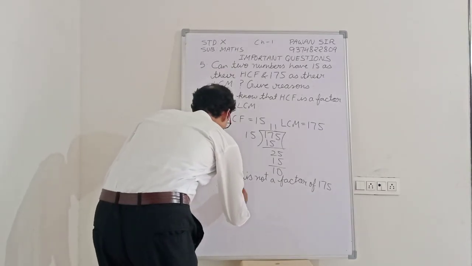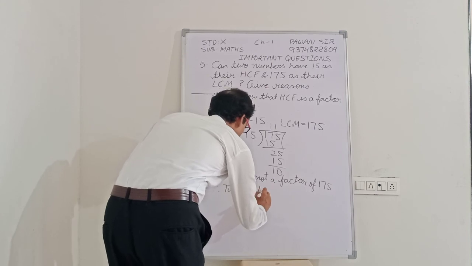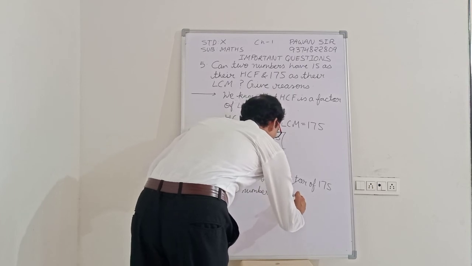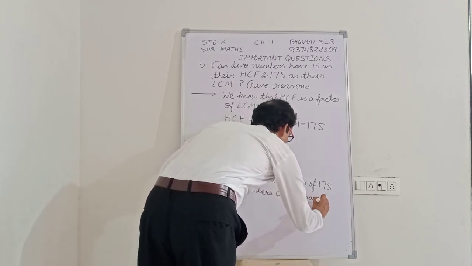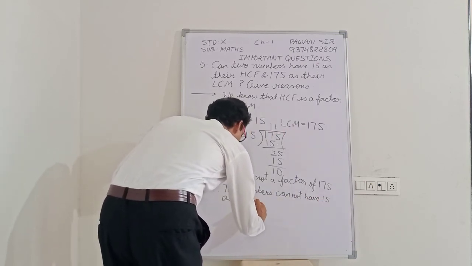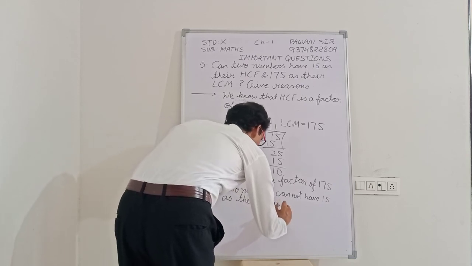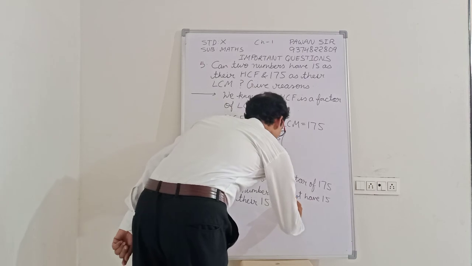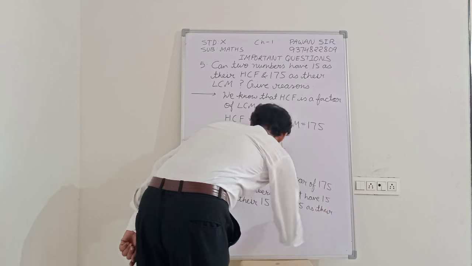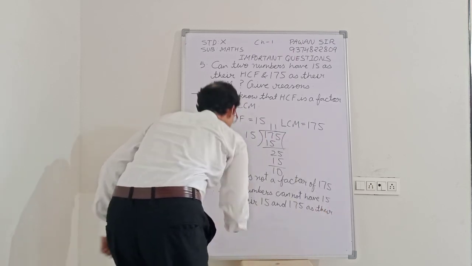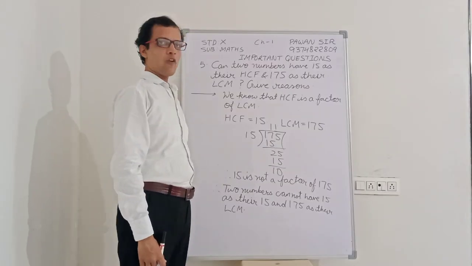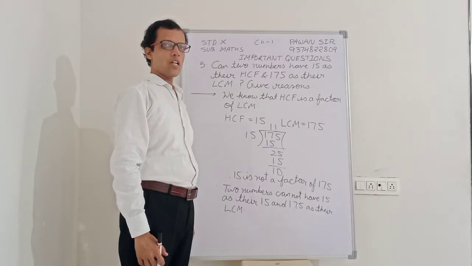Therefore two numbers cannot have 15 as their HCF and 175 as their LCM. So students, this is our 5th question, and for more important questions we continue in our next video.